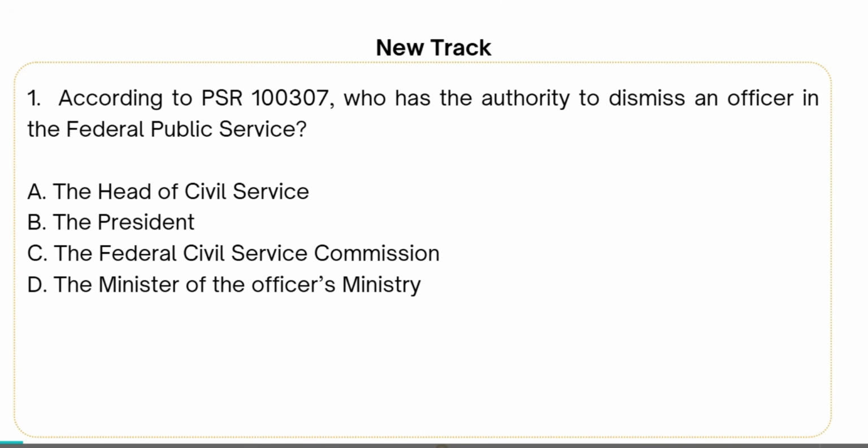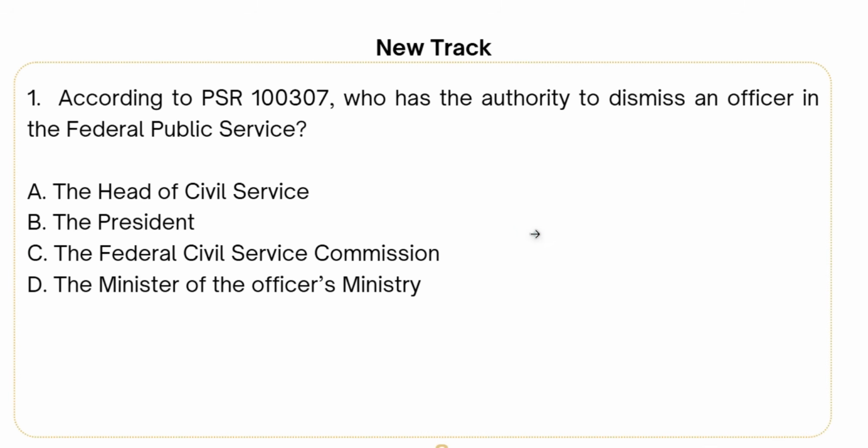The question says, according to PSR 100307, who has the authority to dismiss an officer in the federal public service? Is it A, the head of civil service, B, the president, C, the Federal Civil Service Commission, or D, the minister of the officer's ministry? So look at this question thoroughly. Which do you think is the right option?